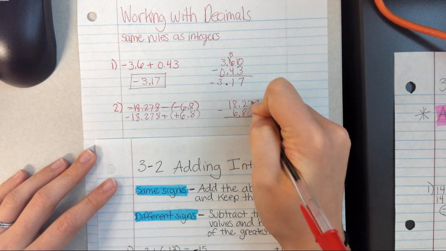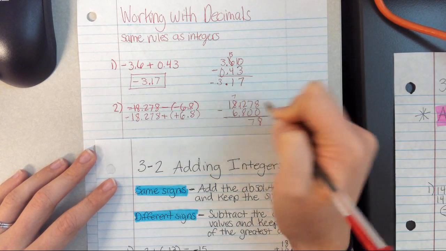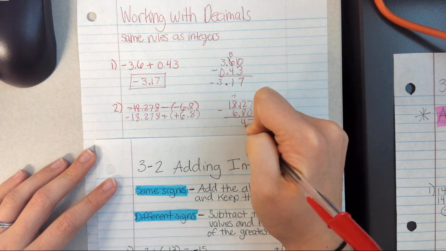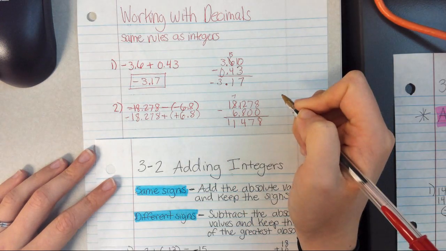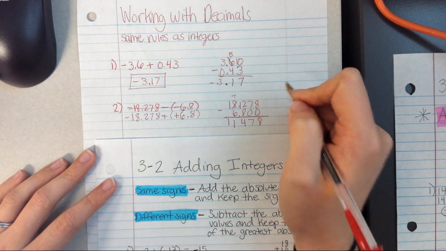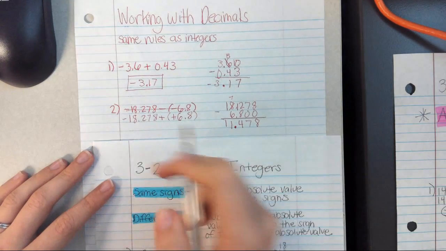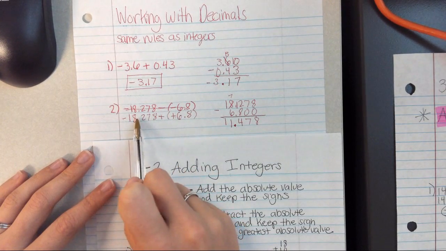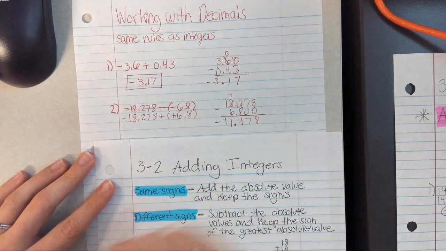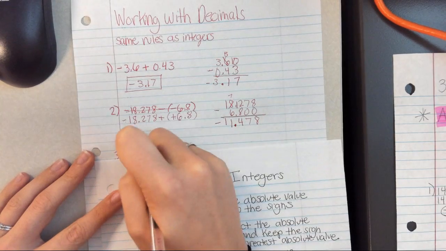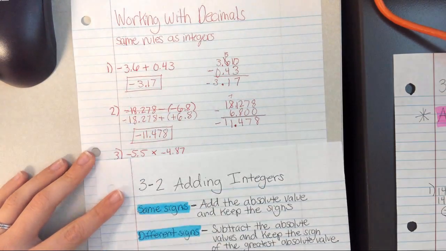8 minus 0 is 8, 7 minus 0 is 7, 2 minus 8 we can't do, we have to borrow. So 12 minus 8, 4, 7 minus 6, 1, and your 1 comes straight down. And when you do this, you have to keep that decimal point right where it is. And the largest absolute value was the 18.278, and that was negative, so our answer is negative. So it's negative 11.478 is our answer for that one.